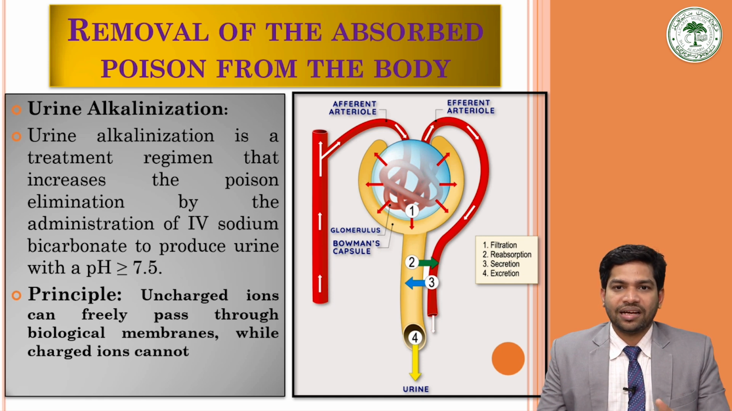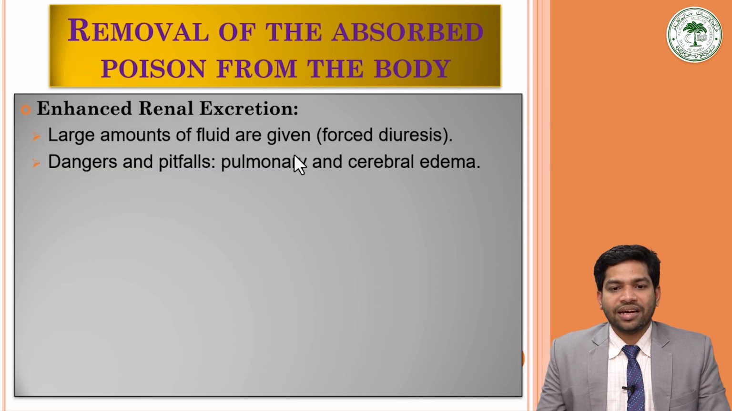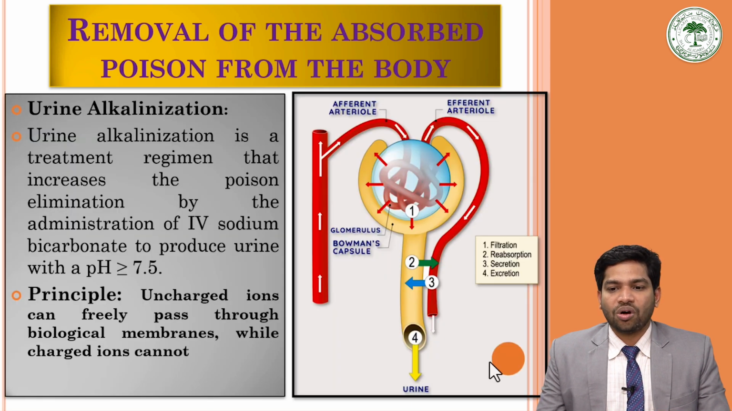We already discussed in enhanced renal excretion that it is not of much benefit. So this urine alkalinization is very interesting to learn. The principle behind urine alkalinization is that uncharged ions can freely pass through biological membranes, while charged ions cannot. In the normal process of urine formation, from the blood, the urine is filtered in the glomerulus through the Bowman's capsule, and this first step is the filtration of the blood forming the urine.